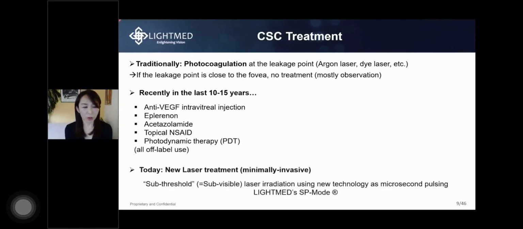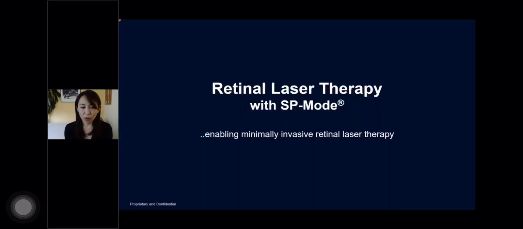So now we have a very good possibility to use a new, minimally invasive laser treatment. With this treatment, we can treat sub-threshold, so to say, sub-visible laser irradiation, using a new technology, microsecond pulse, like used in LightMed SP mode. So now we came to the SP mode treatment. Let's have a look at what it is, how it works, and how we can use it.